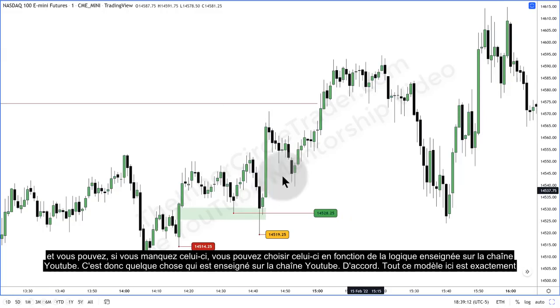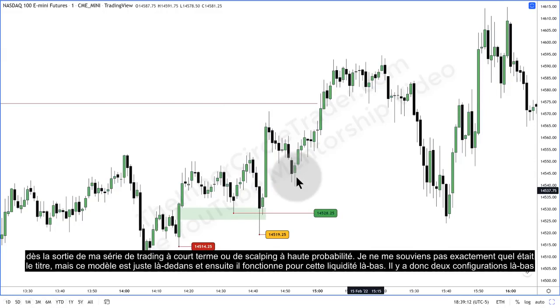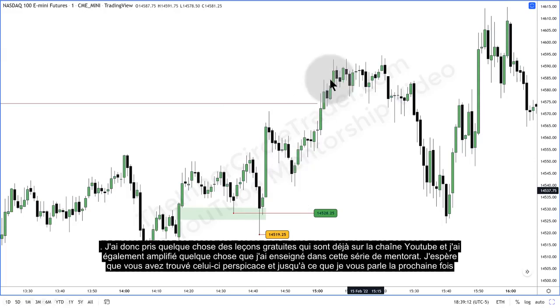Okay. This whole pattern here is exactly right out of my high probability short-term trading or scalping series. I can't remember exactly what the title was, but this pattern is right in that. And then it runs for that liquidity there. So there's 2 setups there. So I took something from the free lessons that's already on the YouTube channel and also amplifying something I've been teaching in this mentorship series.